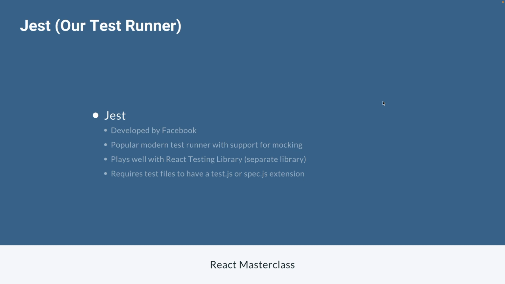Jest is just super popular. It's developed by Facebook, so it has the backing of a big enterprise company. It's up to date, it's modern, issues are addressed, bugs are resolved, that kind of thing. It's fast, it allows for concurrency. So it's a great choice for a test runner, and then React testing library pairs well with it and is a great choice for actually rendering our React components.